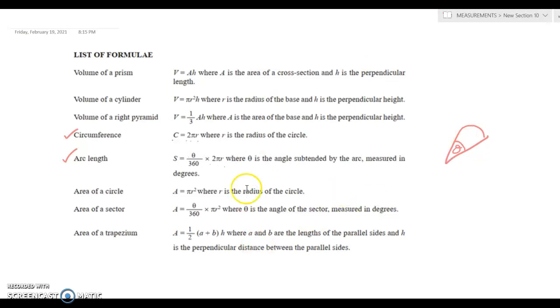As we move along, in our next video when we do area, we're going to meet all these formulae for area of a circle, area of a sector, area of a trapezium.